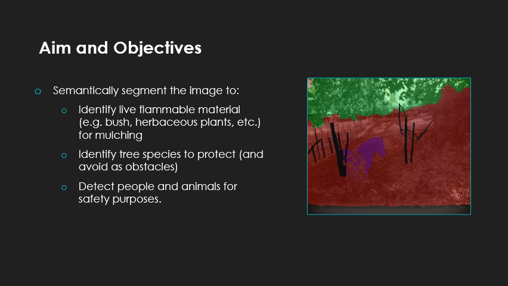Specifically, our aim is to semantically segment the image as to identify any flammable material on the ground so that our robot can clean it up, such as bush. That will be the red label in the image. We also need to be able to differentiate between the flammable material and what is not supposed to be cut down, such as the trees in green here. Those need to be protected and avoided. Lastly, for safety measure, we need to also detect people and animals to avoid any catastrophic mistake. That will be the horse in purple, for example.